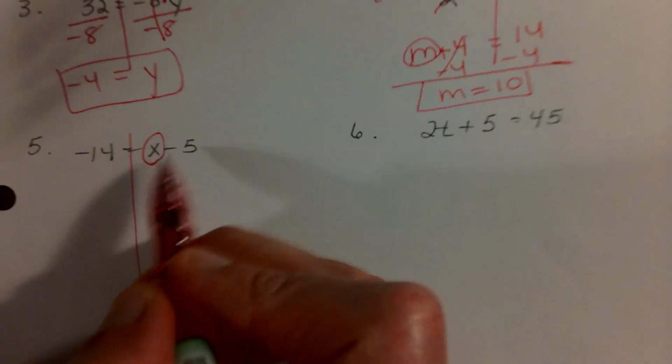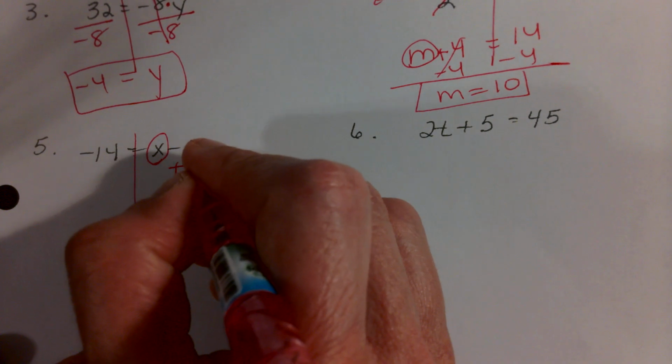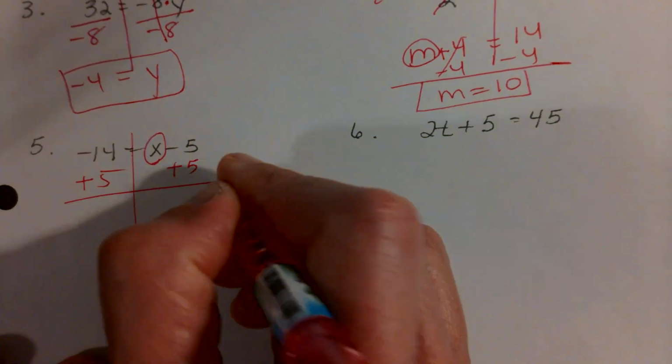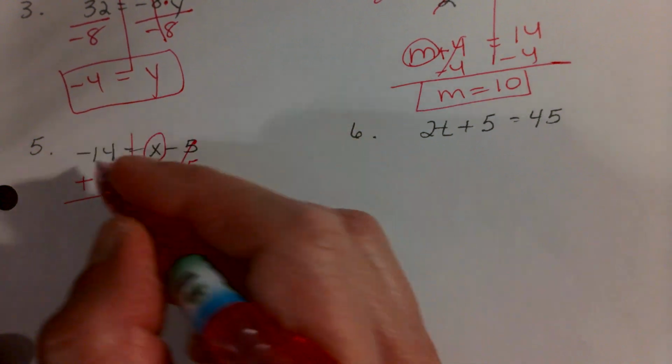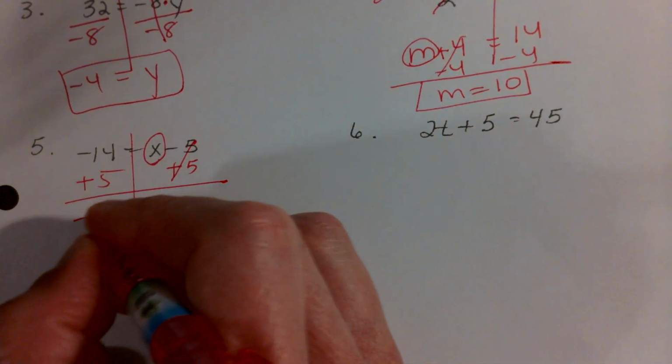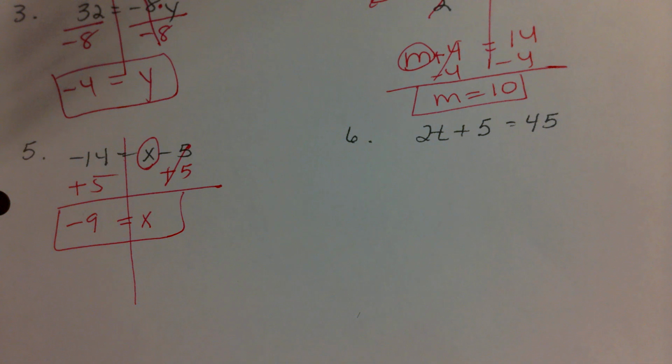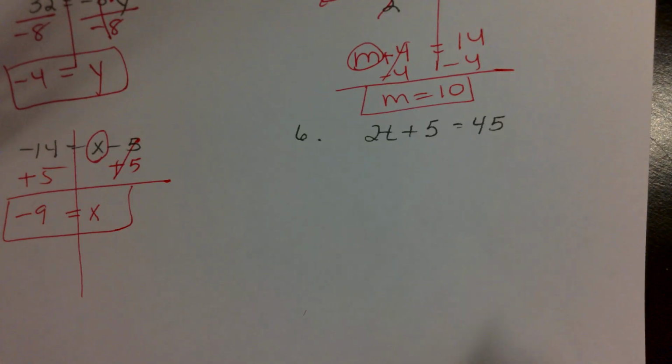So x minus 5, so the opposite of subtracting 5, and you can change the sign on it if you'd like. Either way you do it, it's still going to be a plus 5 there. -14 and a +5 is a -9. If you're still having trouble with those signs, we got to chat, okay? Because you can see they come up constantly.